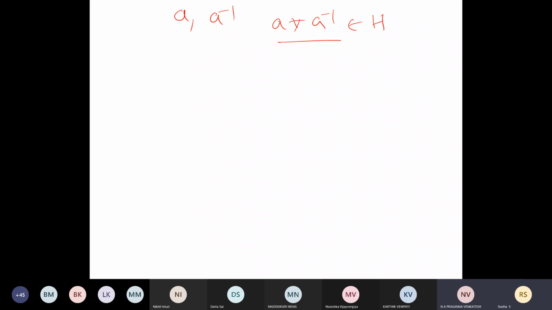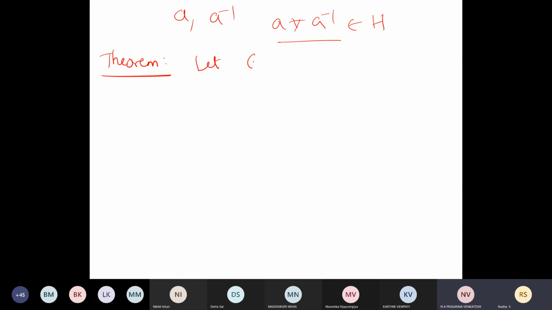See, (G, *) is a group, H is a subset. So to prove (H, *) is a subgroup, it is enough if you check whether 2 properties hold good. The first property is H is closed under star. The second property is for each and every element in H, you need to have an inverse element. If these 2 properties are satisfied, then you can say it is a subgroup. That's why there exists a theorem.